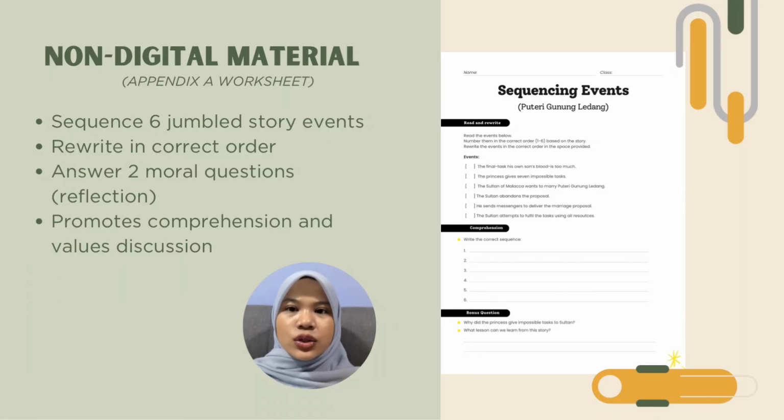Next, to complement the digital activity, I also designed a printed worksheet, which is included as Appendix A. In this worksheet, students are asked to number six story events in the correct sequence, rewrite the events in complete sentences, and reflect on two moral questions such as why did the princess assign impossible tasks, and what lesson can we learn from this story? This provides an opportunity for pupils to develop their written responses while reflecting on the deeper meaning of the story. For the worksheet, you can refer to this slide.